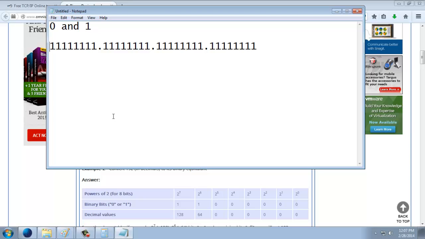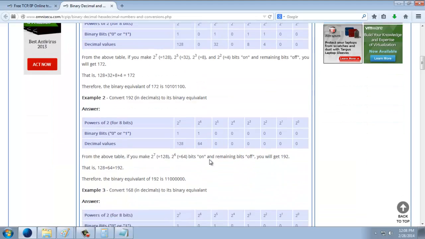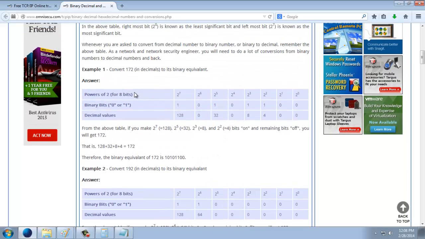So in this video lesson, we are more concerned about an 8-bit binary number, because the conversion in networking from binary to decimal happens for 8-bit numbers most of the time. So you need to come here and learn this table by heart for the powers of 2 for 8 bits.